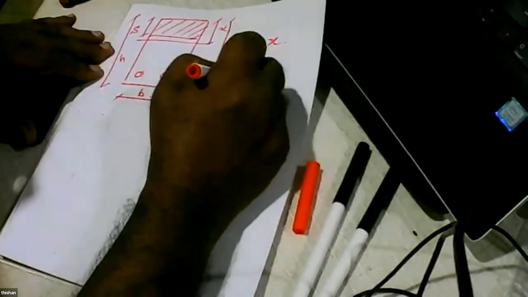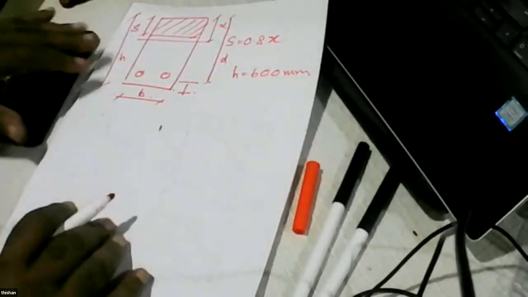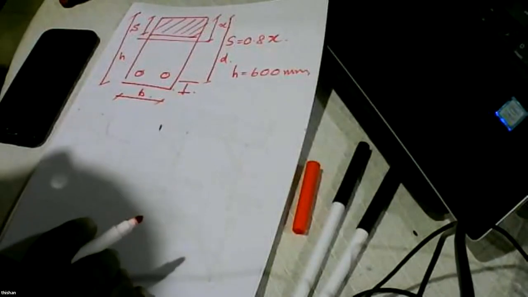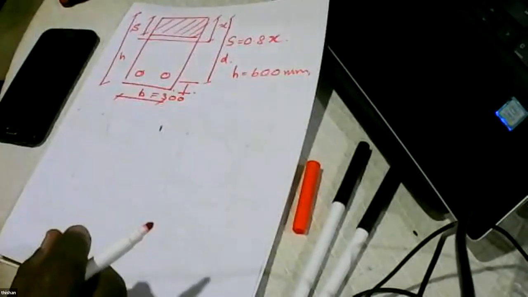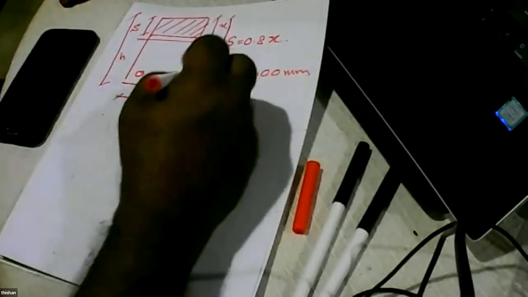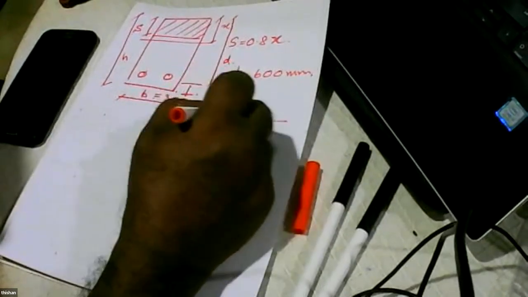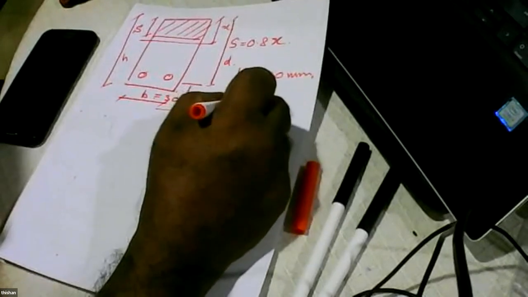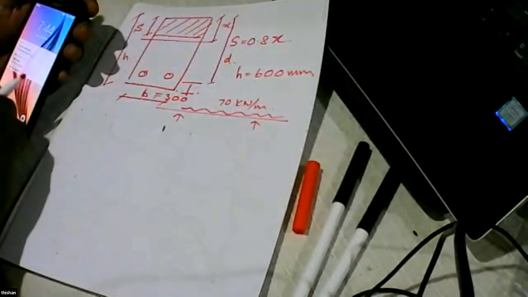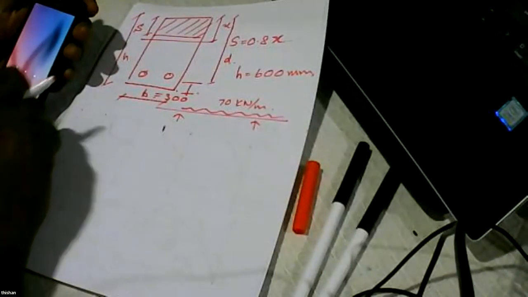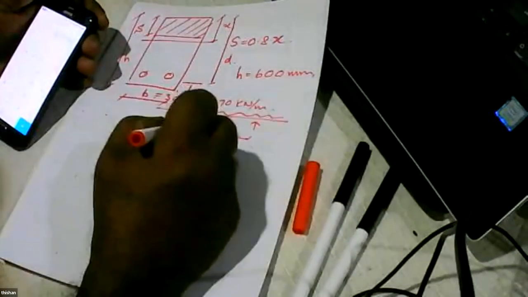So H is something, again, you select something like 600 millimeters. Whatever the value that you select. Breadth is the value, something like 300 millimeters. Again, you select. And then somebody has said it is supporting a continuous beam subjected to a bending moment of 70 kilonewtons per meter. I'm just taking one example just to give you some numerical values. And let's say the span is 6 meters.